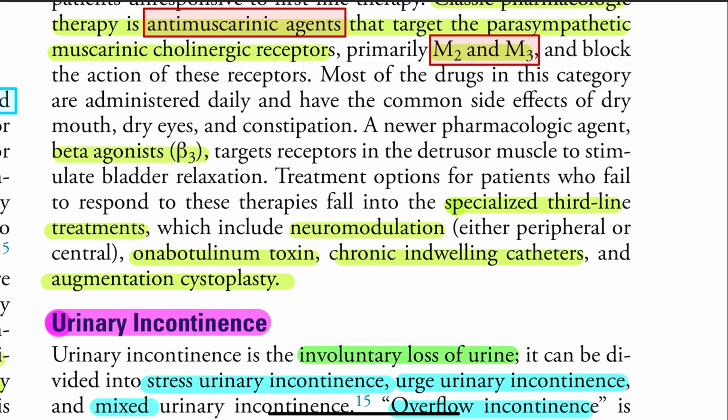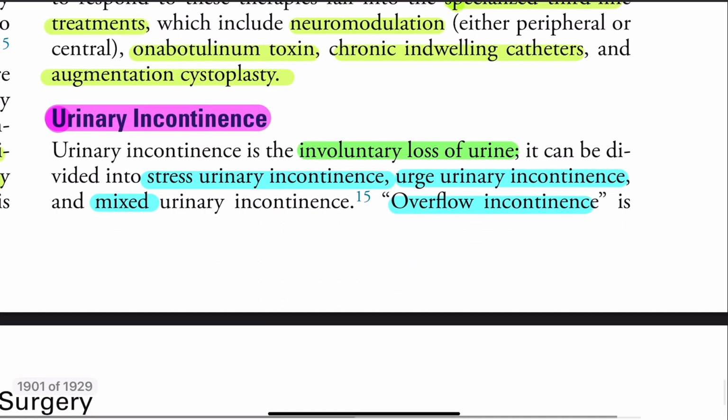Specialized third-line treatment includes neuromodulation. So the initial mainstay is pharmacological, and the third line is neuromodulation, and botulinum toxin, chronic indwelling catheter, and augmentation cystoplasty. Last is urinary incontinence.